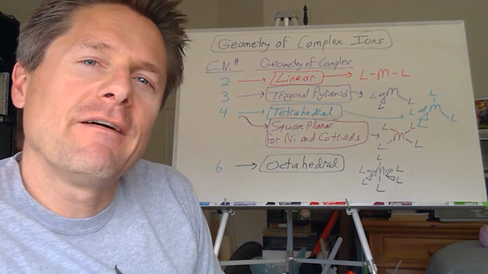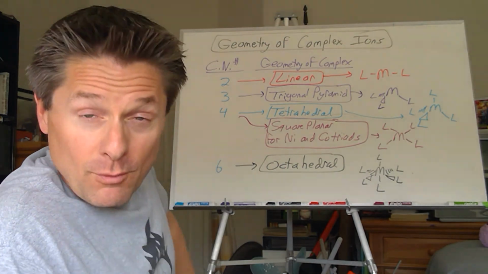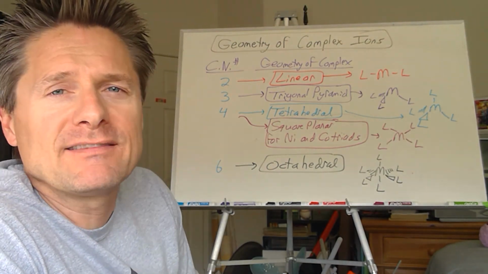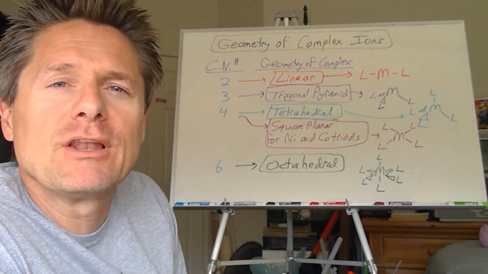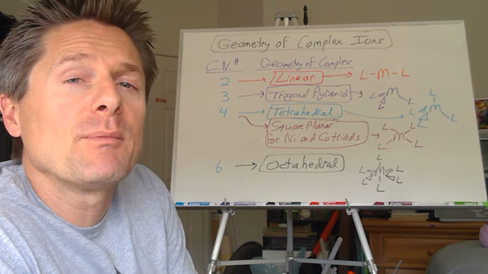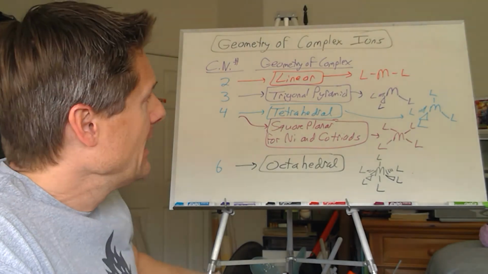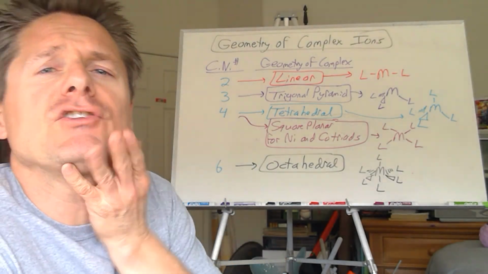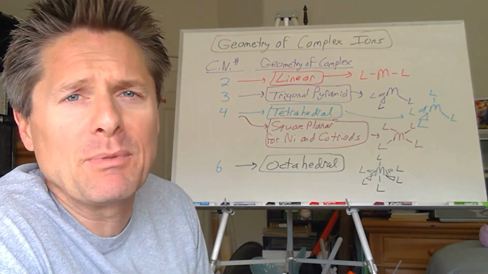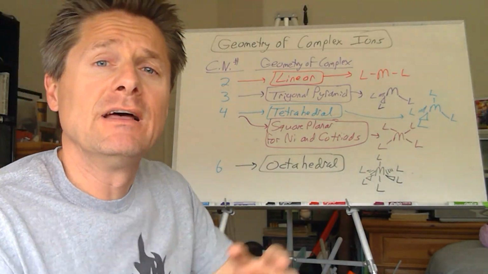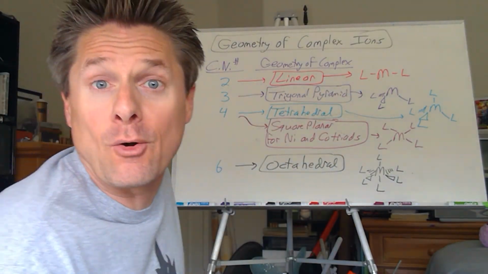You ready for a little VSEPR review? If you don't remember this, go back to first semester general chemistry, and look up the valence shell electron pair repulsion theory and the different types of shapes, the tetrahedral, all that stuff. So let's just bang through this real quick. I'm not going to focus on it too much, but I would expect you to take a complex ion and be able to tell me the geometry of how those ligands are oriented around it.